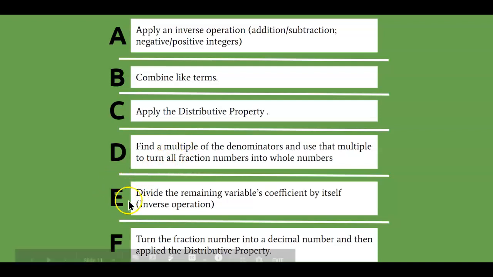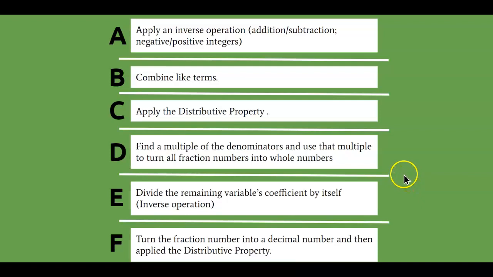The next one here is letter E, where it says to divide the remaining variable coefficient by itself. Inverse operation, or what we like to call FB, baby. So that one you're going to see this letter quite a bit, all right? And then last but not least, letter F. Sometimes we just don't want to mess with fractions, and we convert the fraction numbers into decimal numbers. And then, of course, after we do that, if this thing can go down, we would then apply distributive property. So those things are really important ideas for you to understand here, okay?